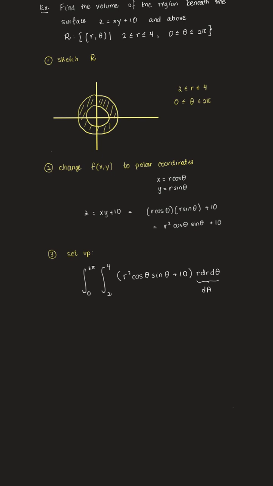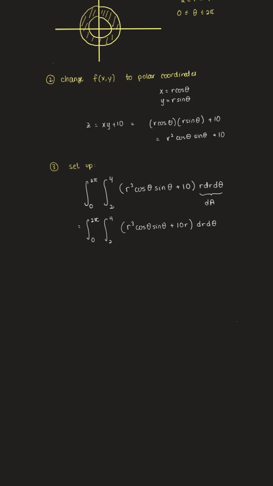Let's go ahead and distribute r so that we get the integral from 0 to 2 pi, integral from 2 to 4, and when we distribute r, we'll have r cubed cosine theta sine theta plus 10 times r. And then this is going to be dr d theta. So we are ready to evaluate our integral, and that's our fourth step. Let's evaluate.